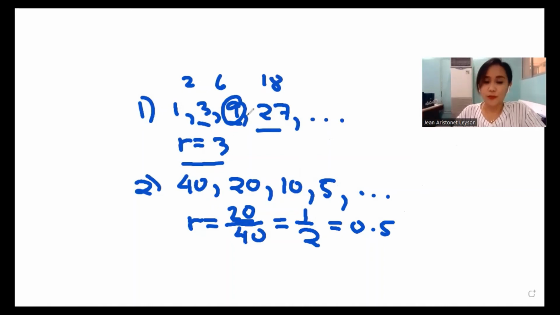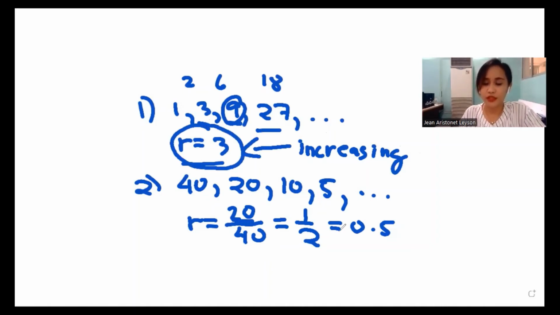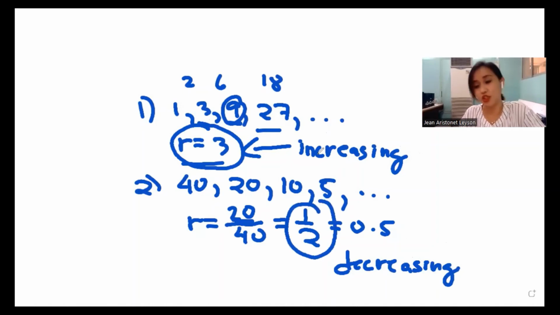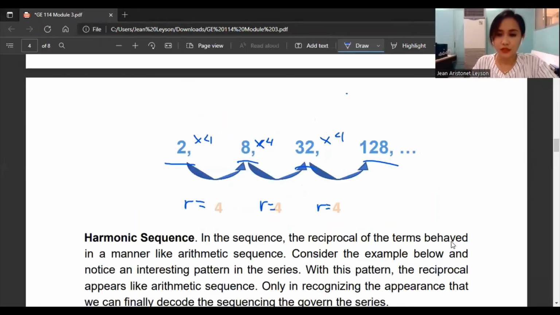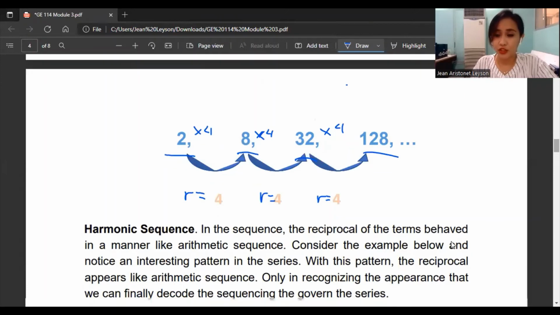So as a conclusion, if our geometric sequence is increasing, our common ratio is a whole number, okay? Whereas if our geometric sequence is decreasing, our common ratio is a fraction or a rational number. So that's it for geometric sequence.